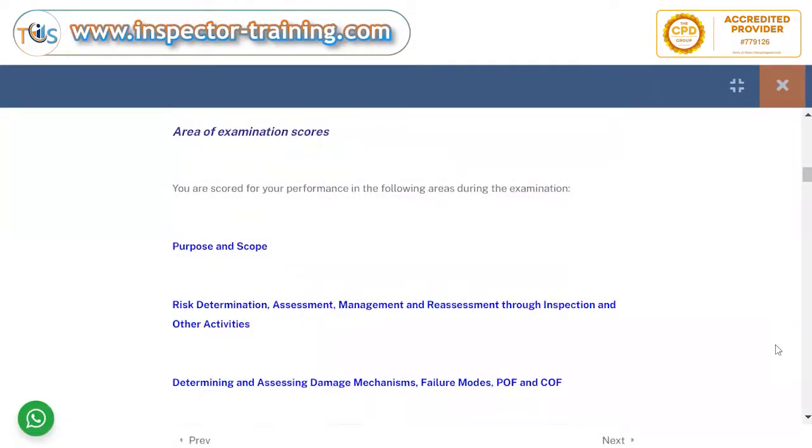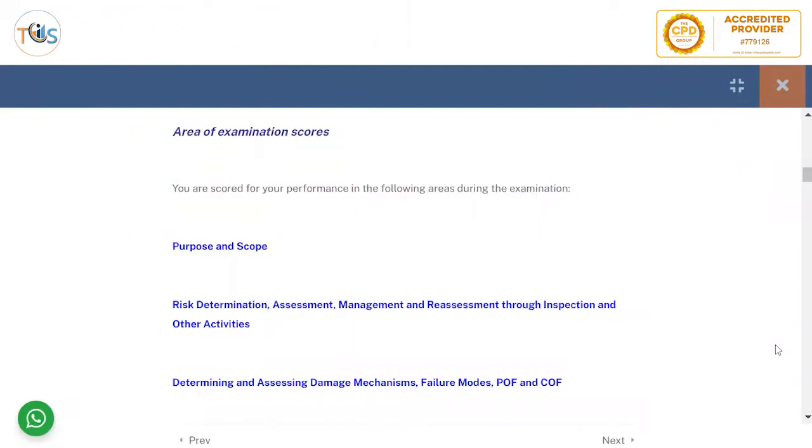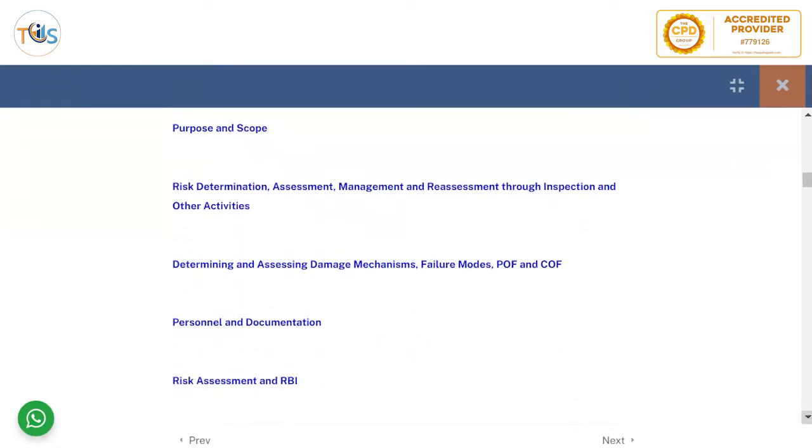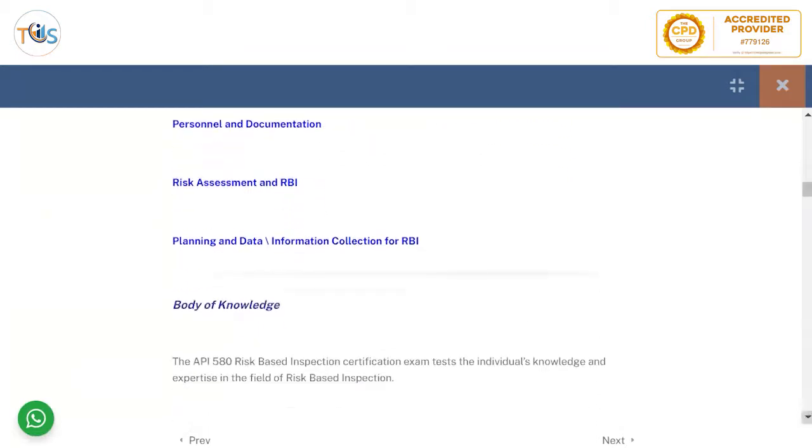Area of examination. You are scored for your performance in the following areas during the examination: purpose and scope of API 580, risk determination, assessment, management, and reassessment through inspection and other activities, determining and assessing damage mechanism, failure modes, probability of failure and consequence of failure, personnel and documentation, risk assessment and RBI, planning and data information collection for RBI.